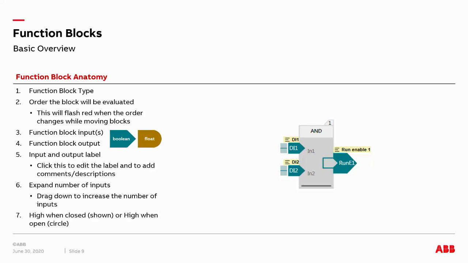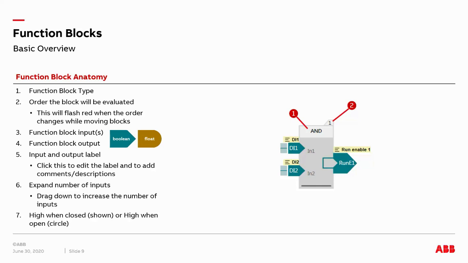First and foremost, there's the function block type. That's designated up in that top section with the 1 highlighted against it. In this case, it's an AND block. Very easy for me to see that. All blocks are going to be labeled in such a way that you'll see what the type is right across the top there.